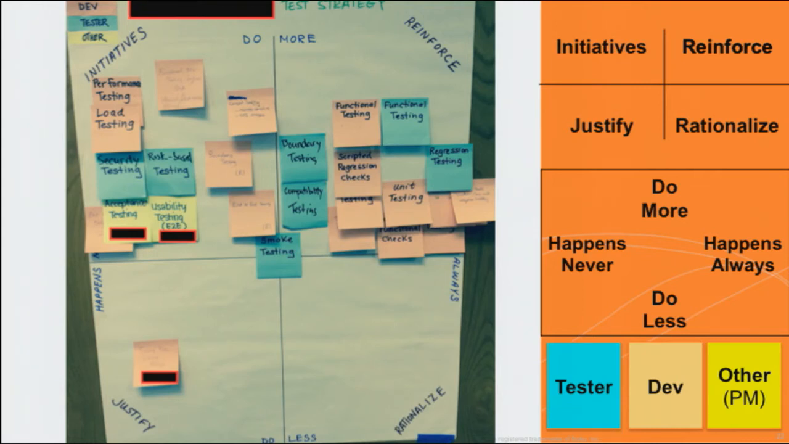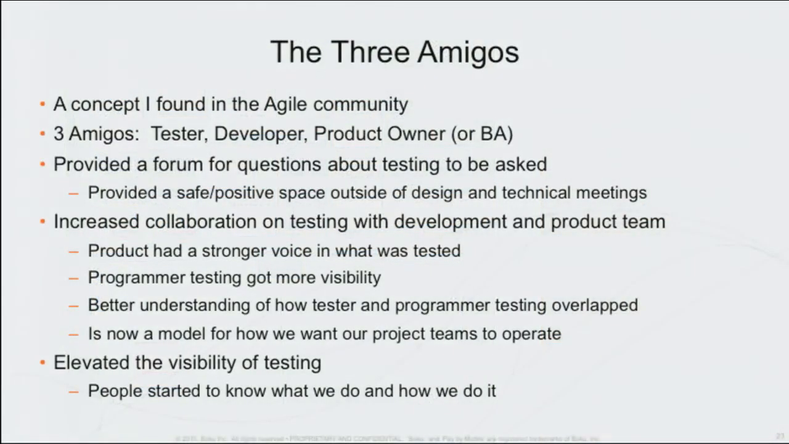So testers wrote down what they did on blue cards, developers wrote down what they did on kind of salmon-colored cards, and then the product manager wrote down what they did on the yellow cards. And you see quite a good mixture of orange and blue and a little bit of the yellow there. And this really showed us that developers do a lot of testing. And that was really illuminating for me. And I knew that I needed to include them further in the test discussions because they had a very significant role. Another thing I incorporated was the three Amigos concept, which I found from the Agile community.